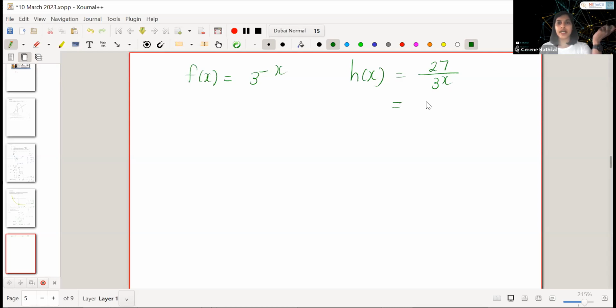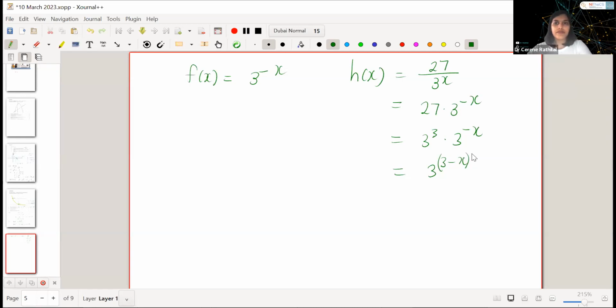Well, firstly, I observed that this is the same as 27 times 3 to the minus x. I think you would all agree that I'm allowed to do that by rules of exponentiation. And then I observe, well, you know what? 27 is nothing but 3 cubed, isn't that so? So I've got 3 cubed times 3 raised to the power minus x. And then, well, I've got like bases. So if I'm multiplying, I can add the exponents. So this is 3 raised to the power 3 minus x.